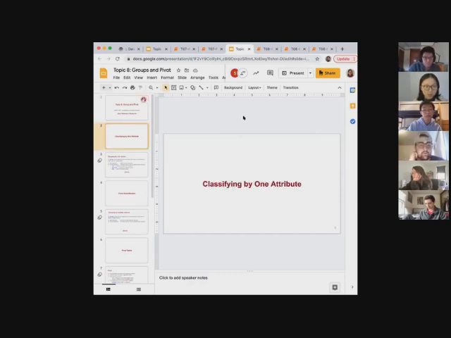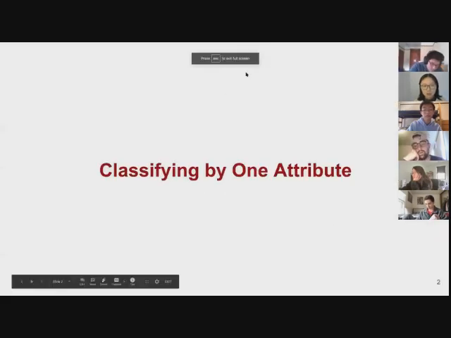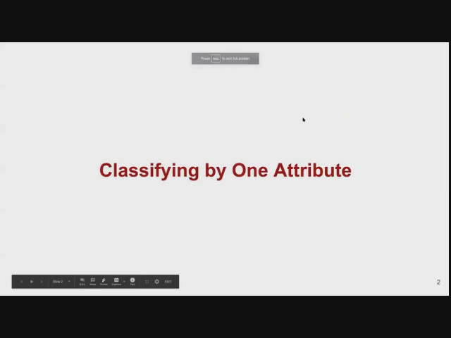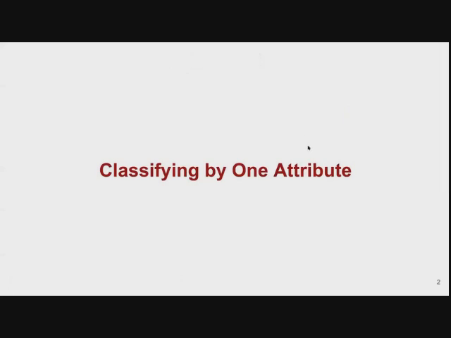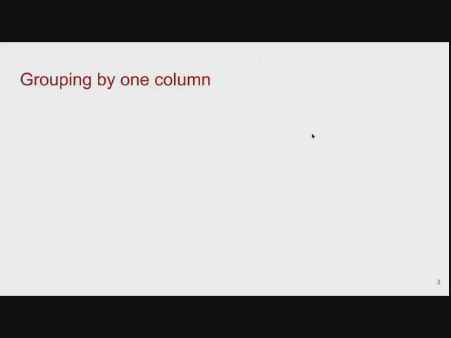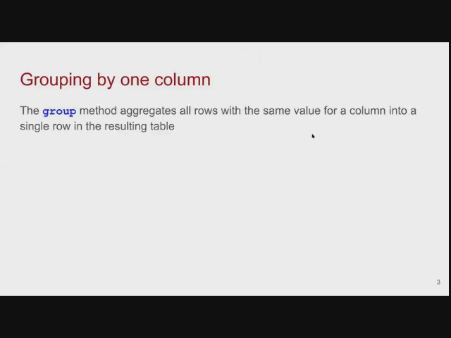But I also wanted to show you that the group method goes beyond the ones that we have seen. We call this classifying by one attribute, and the method we're introducing again is called group, which we have seen before. Just to review, but adding some new flavor: the group method aggregates all rows with the same value for a column into a single row in the resulting table. Imagine what we had done before with the movies, with the group method applied to studio. Remember, studio is a categorical variable.